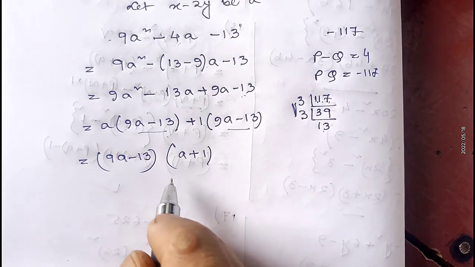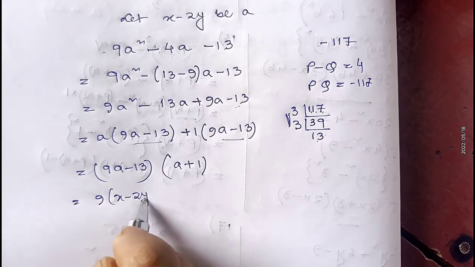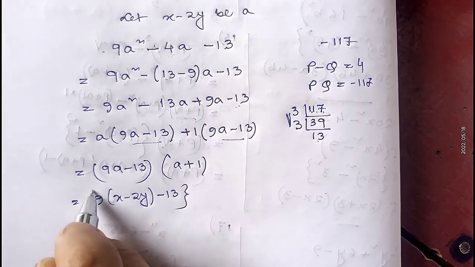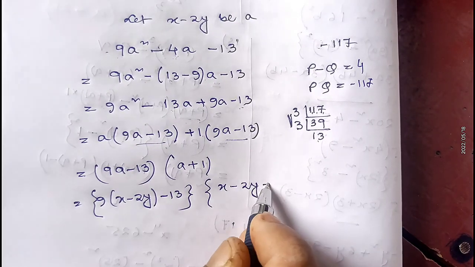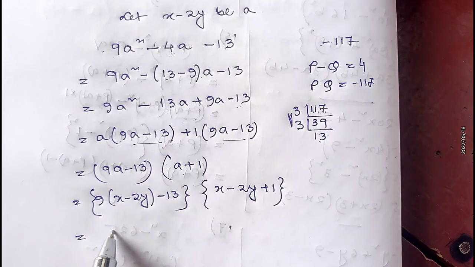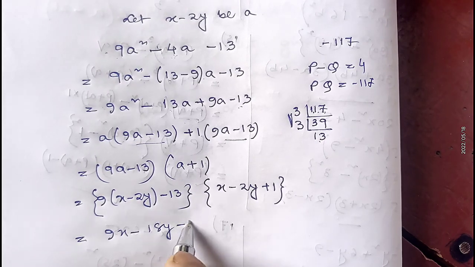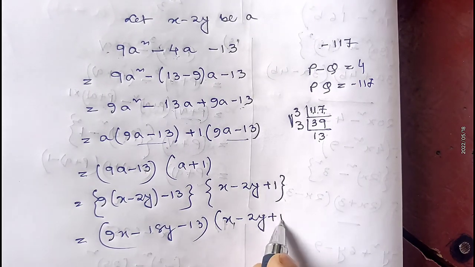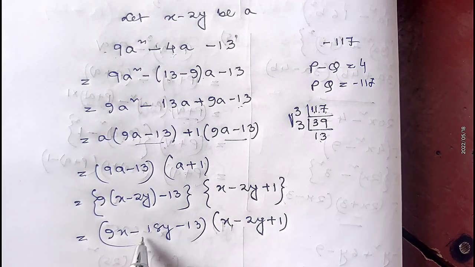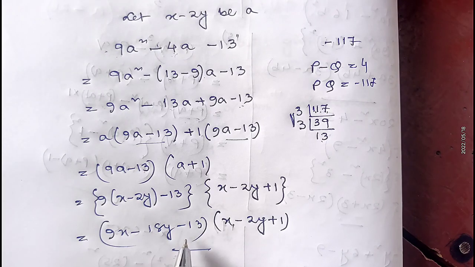Now we have to replace a by x minus 2y, so it will be 9 into x minus 2y minus 13, and instead of this a also we are writing x minus 2y plus 1. So it will be 9x, 9 2s are 18y, minus 13, then x minus 2y plus 1. So we got 9x minus 18y minus 13 into x minus 2y plus 1. That is the required answer. This is the last sum from this exercise.